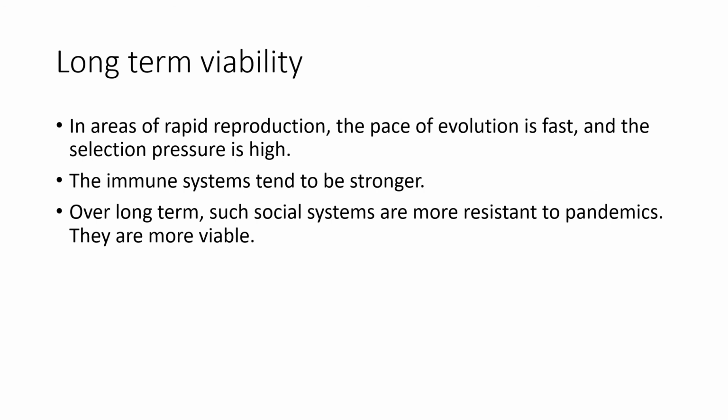Long-term viability. In areas of rapid reproduction, the pace of evolution is fast, and the selection pressure is high. The immune systems tend to be stronger. Over long term, such social systems are more resistant to pandemics. They are more viable.